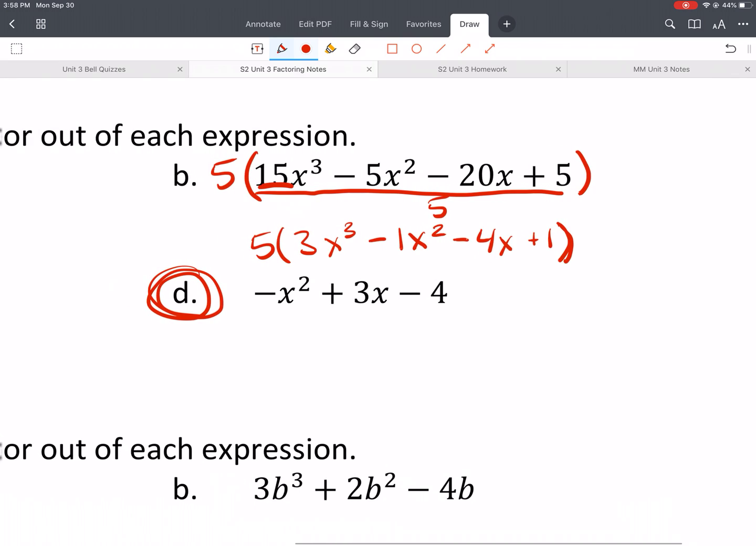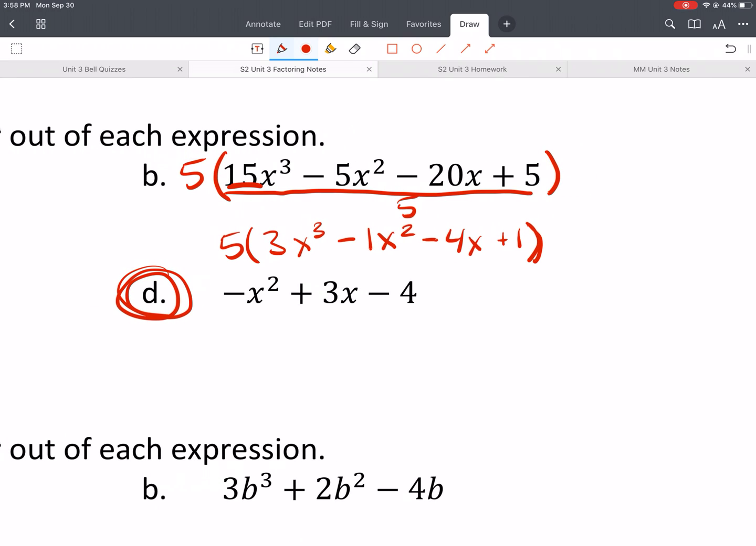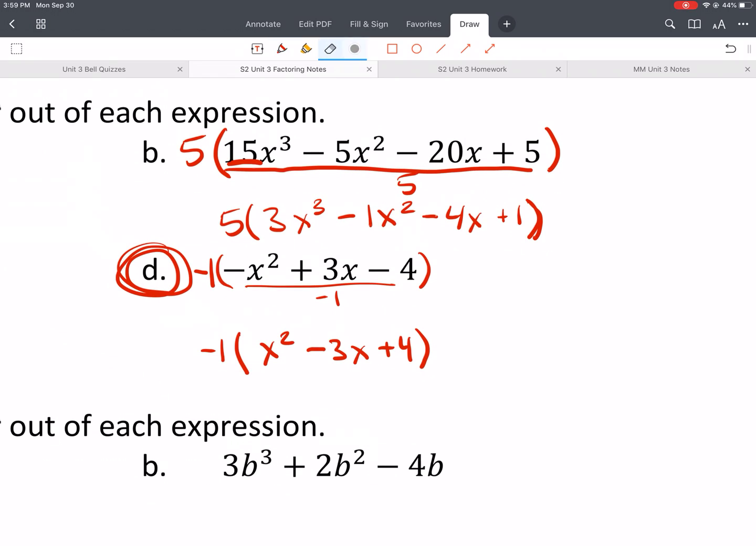D, so I mentioned this before, if you have a leading negative, that's going to be part of our greatest common factor. So we'll take out a -1, and then we'll divide everything by a -1. So we'll have -1, parenthesis, negative x squared divided by a -1 just changes its sign to x squared. 3 divided by a -1 gives us a -3x, and then a -4 divided by a -1 will be a +4. Okay? And you don't need to keep the 1, you could just have it be a negative.